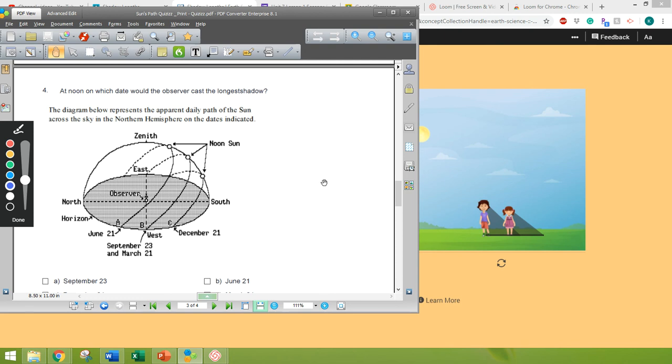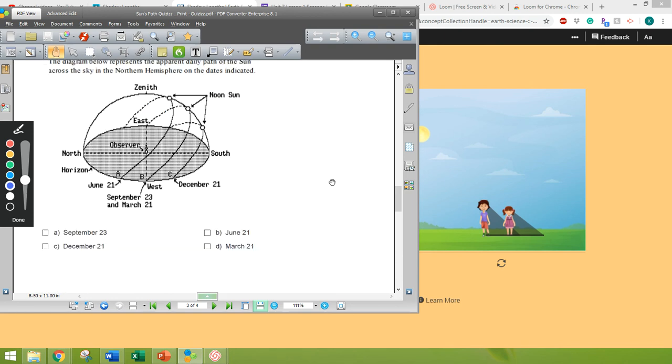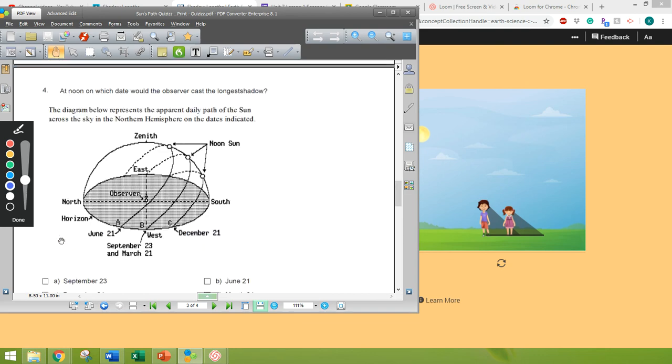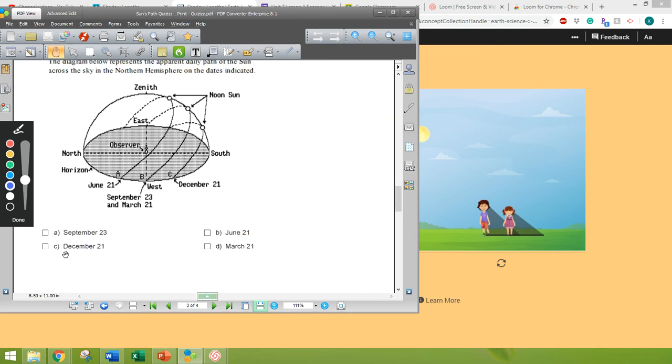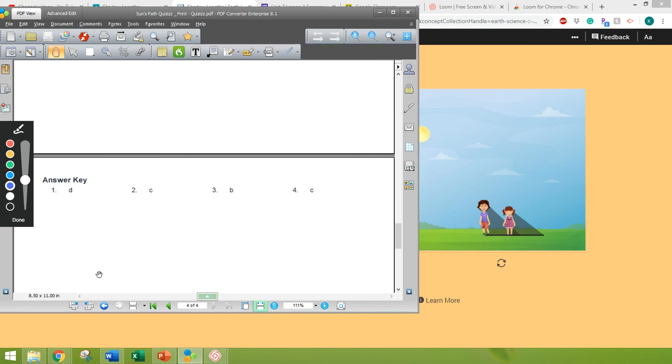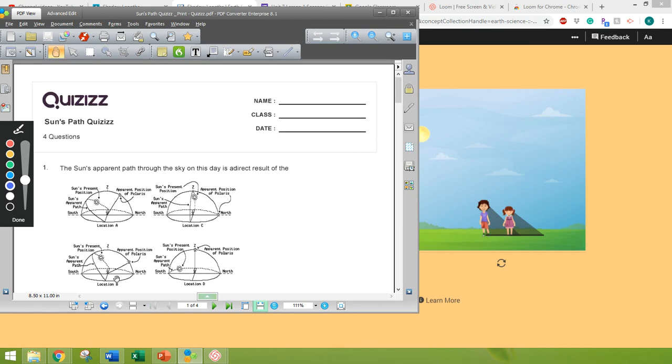All right, so knowing that, we're looking for where the angle is lower. The angle is lowest on December 21st, so the answer to question 4 would be C. Okay, so I hope that that helps you guys understand everything from this topic.